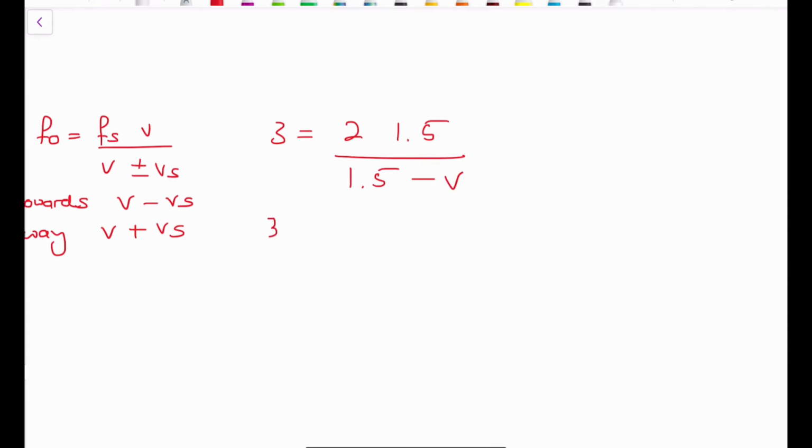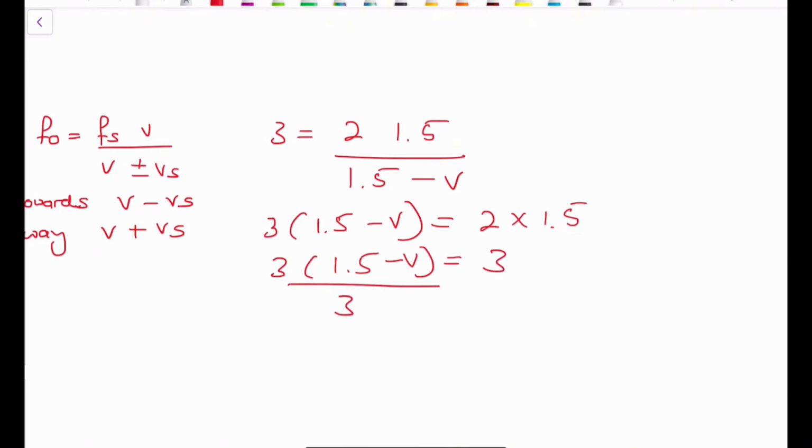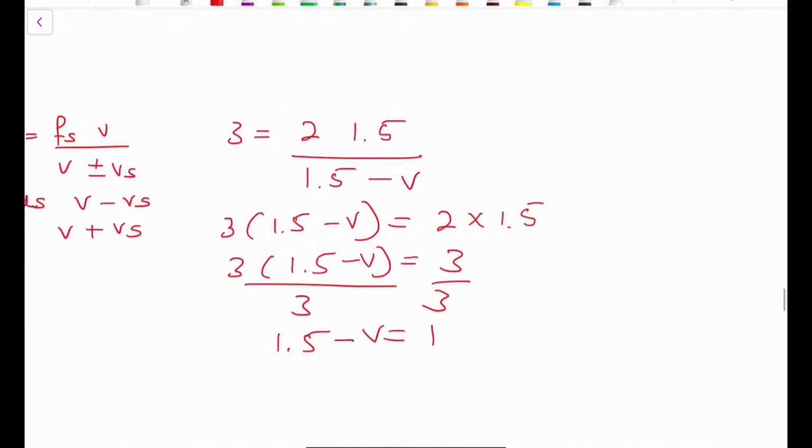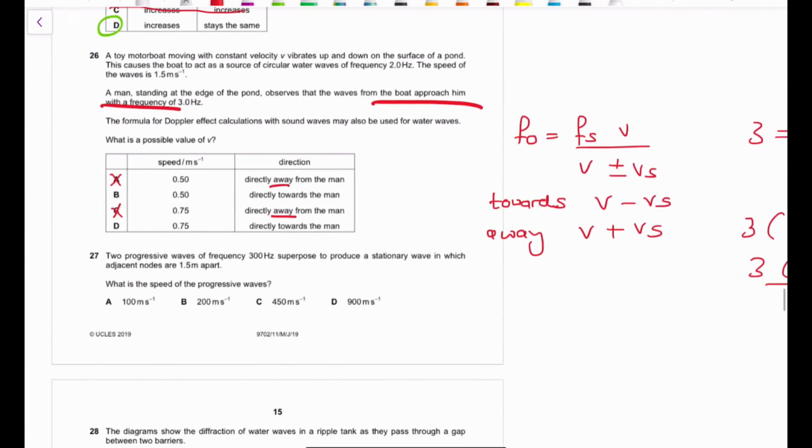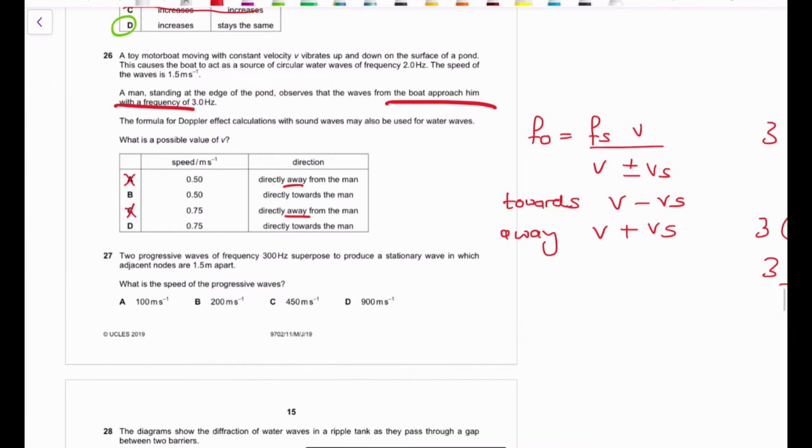Okay, so if we say 3, 1.5 minus V, that's going to give you a value of 2 times 1.5. So this is going to be 3, which is going to be 1.5 minus V. That's going to give you an answer of 3. We can divide both sides by 3. We're going to be left with 1.5 minus V is equivalent to 1. So V is going to be equivalent to 1.5 minus 1. V is going to be equivalent to 0.5 meters per second, right? 0.5 meters per second. And the answer is going to be B.